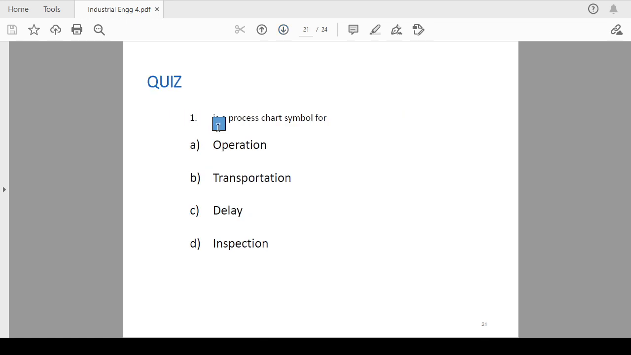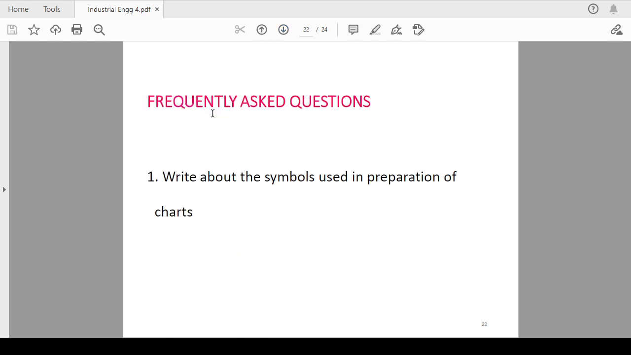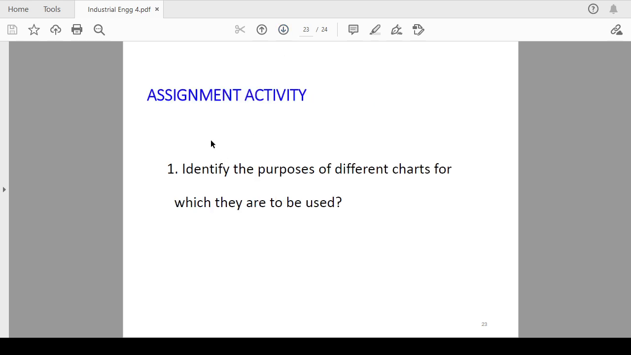So this symbol represents which kind of operation in the process chart. You can just say this is a whole square. Then there are a few frequently asked questions like write about the symbols used in preparation of the chart. What are those symbols? You can go into the detail we have discussed in today's session only. And this is an assignment activity, means identify the purpose of different charts, which they are to be used, means what are the purposes respectively.